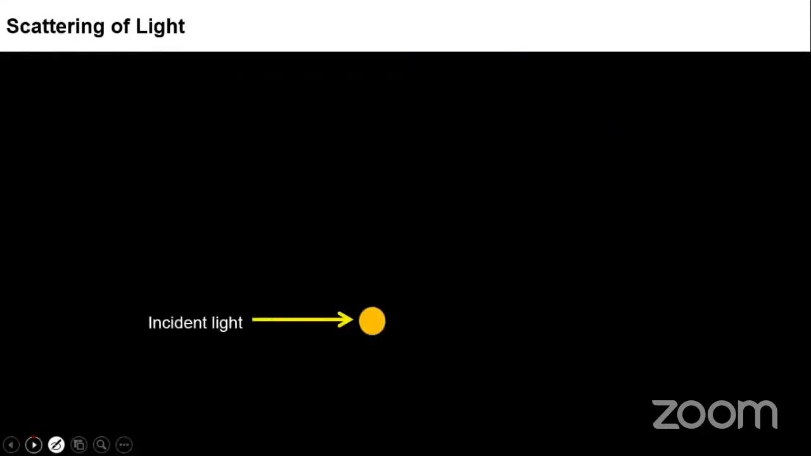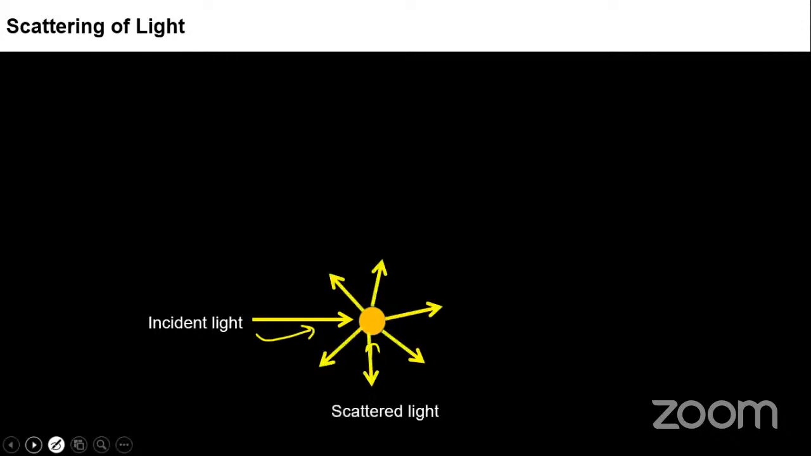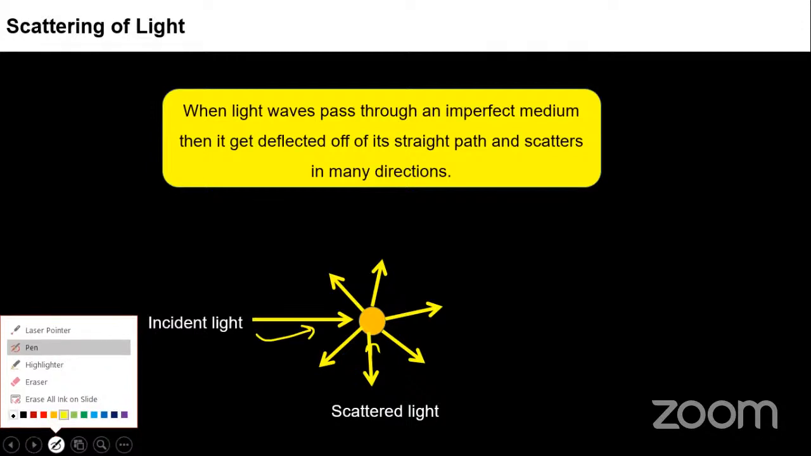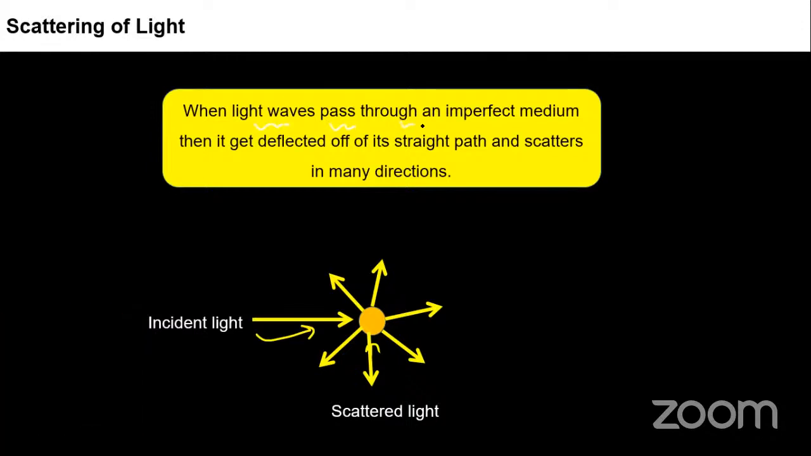See, now let us see scattering. Scattering is what? Suppose this is the incident light. So when light strikes a molecule like this here, it will show scattering. Scattering is when light coming from the sun or wherever strikes the dust particles, you will see scattering. I mean, light goes in different directions. It shows a pattern like this. So the definition is in front of you. When light waves pass through an imperfect medium, then they get deflected off their straight path and scatter in many directions.